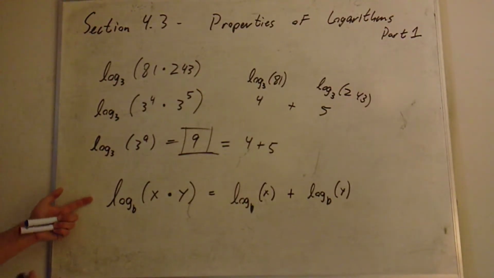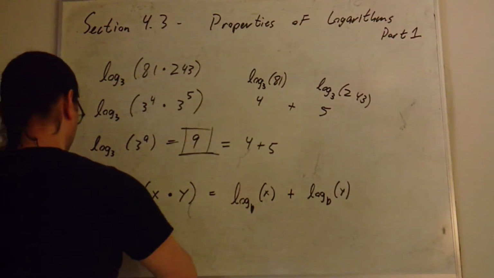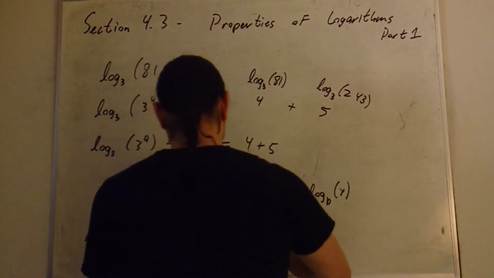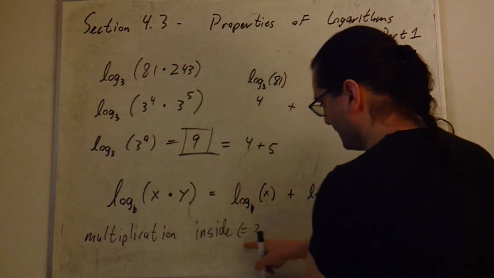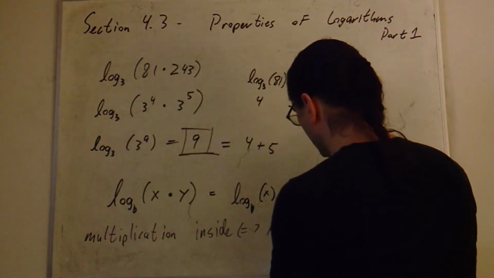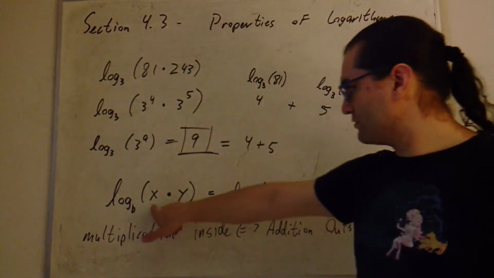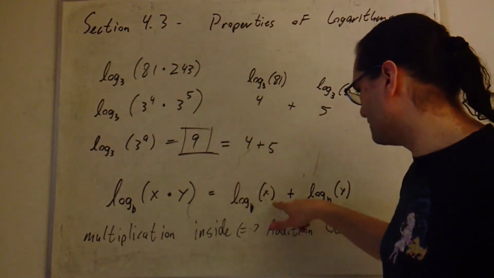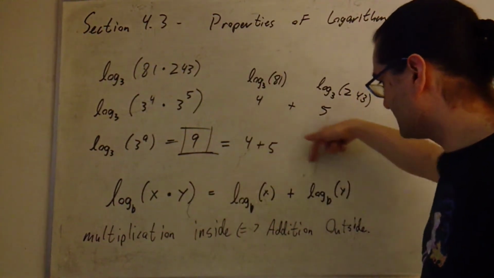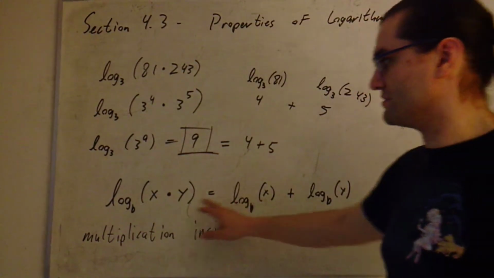This is sort of the opposite. Here we have multiplication inside. And that's the same, again, bidirectional. This is the same as addition outside. So we have multiplication inside of a log is the same as addition between two logs. So you can split up this x times y into two different pieces. But the operation between them needs to become addition. It doesn't stay multiplication.